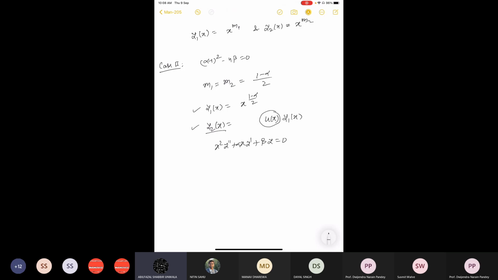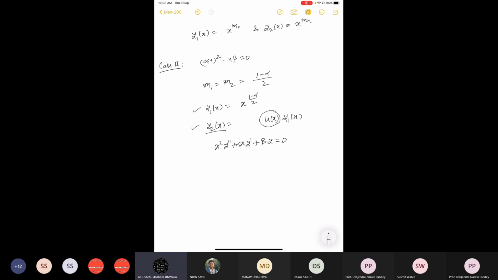Please repeat what you are saying. Is it possible that when we solve the differential equation for y2, u(x) has a form such as a constant or something like that, and y2 and y1 become linearly dependent?